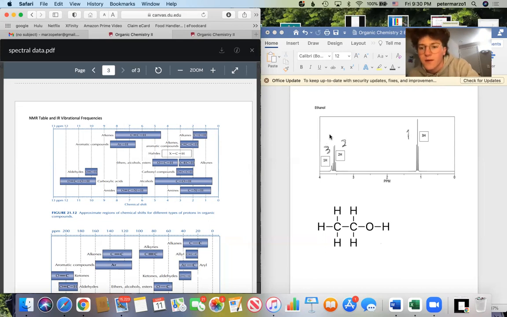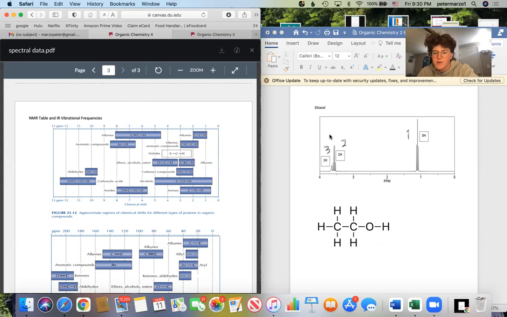CH2 group right next to this alcohol. Next, the signal at 1 ppm shows a triplet, which means that the neighbor has two hydrogens, and the integration shows that itself has three hydrogens.